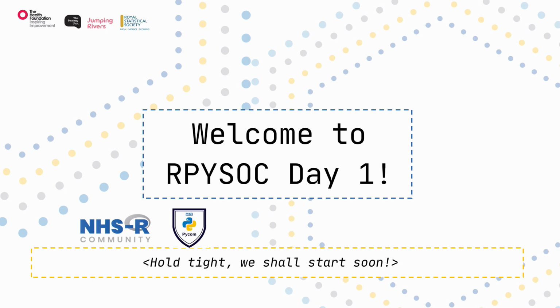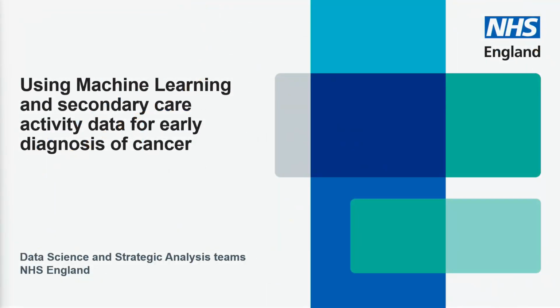While that's being sorted, I'll just introduce myself. I'm Scarlett Kynoch, and I am a data scientist in the central data science team, but I'm currently undergoing a placement in the National Disease Registration Service. This was a project that I helped with just before I left the central data science team. And this is going to be about using machine learning models on secondary care activity data for early stage diagnosis of cancer.